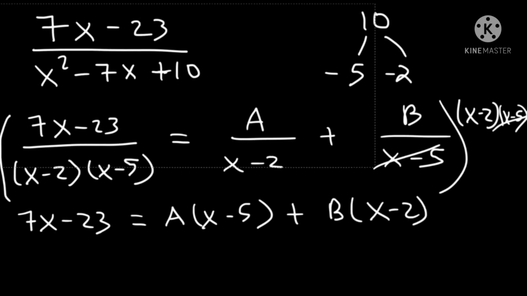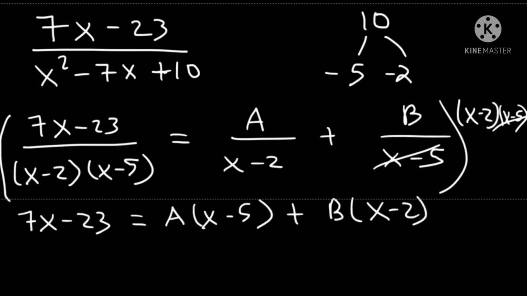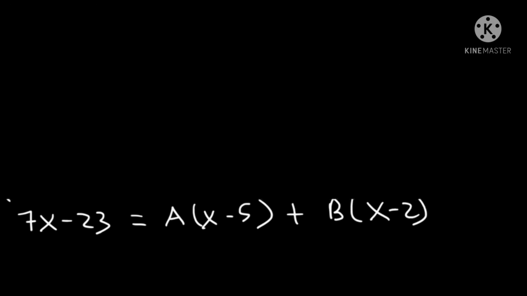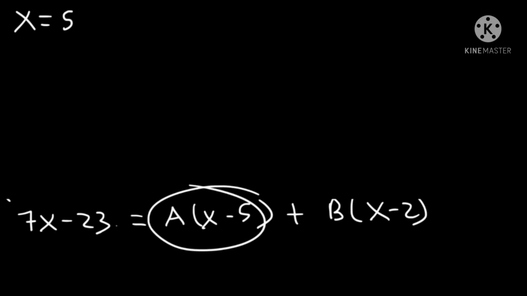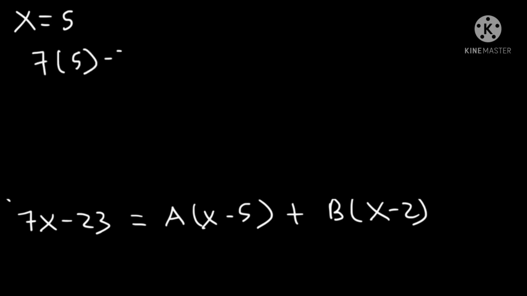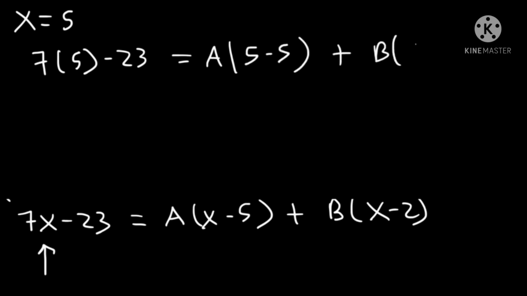Now, when you get to this part, there are two ways in which you could find a and b. You could use a system of linear equations, or you can plug in x values and determine a and b. For a simple problem like this, it's best to plug in x values. So let's try plugging in x equals 5, because if we do so, this will disappear. 5 minus 5 is 0, and 0 times a is 0. So then this becomes 7x minus 23, or 7 times 5 minus 23, because we need to replace x with 5. That's equal to a times 5 minus 5 plus b times 5 minus 2.